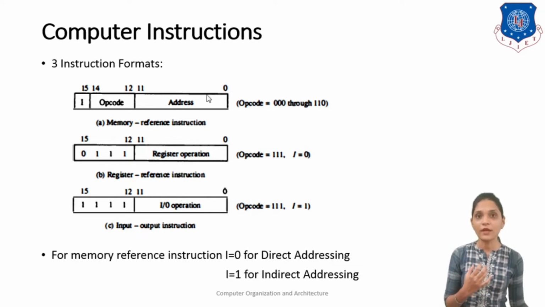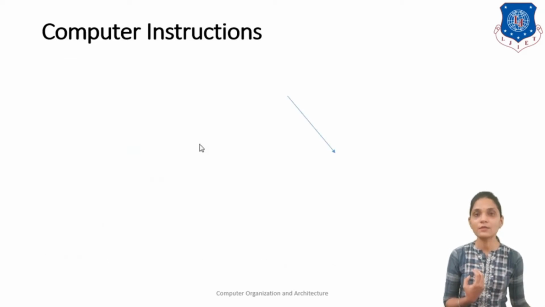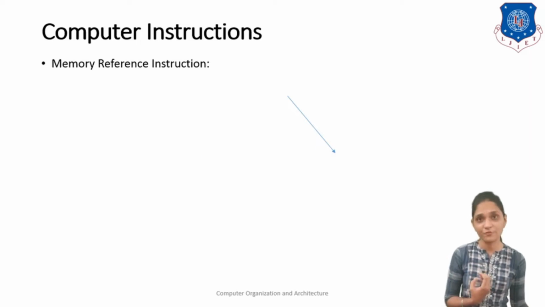So this field where you have stored the address is not your actual address, but it is your indirect address. So first you have to find this address, then go to that address and find the actual address where your operand is stored, and then access your operand from that location onwards. So this is the basic structure having a 16 bit instruction, 4 bits for opcode and 12 bits for address. Next, let me see how you can represent your memory reference instruction.